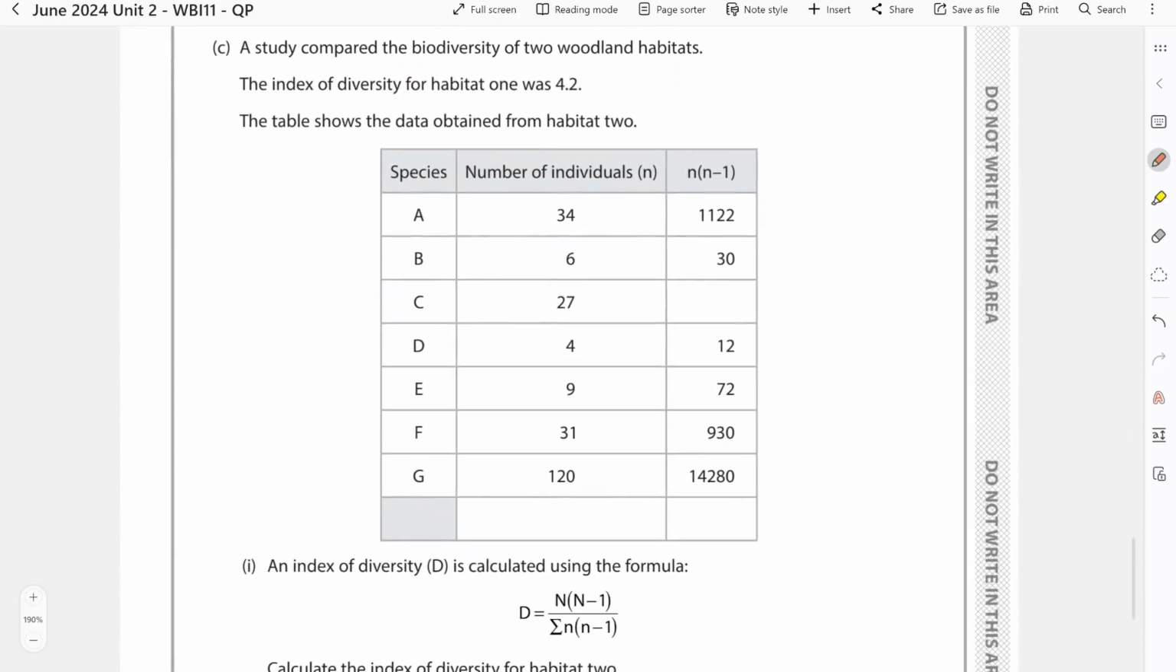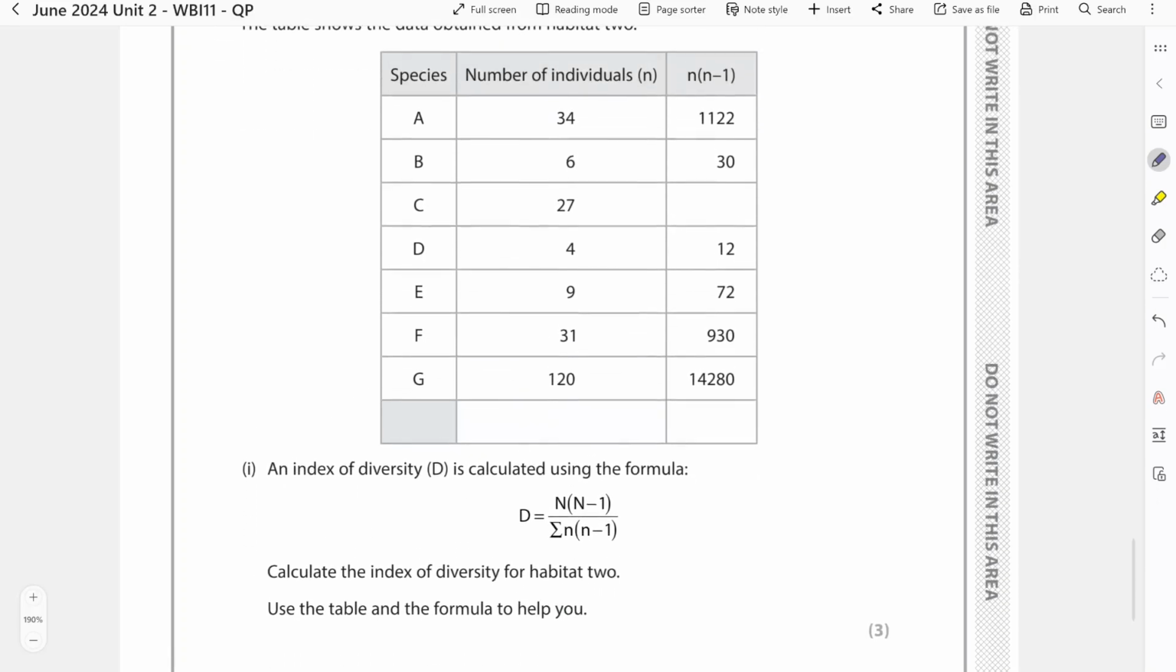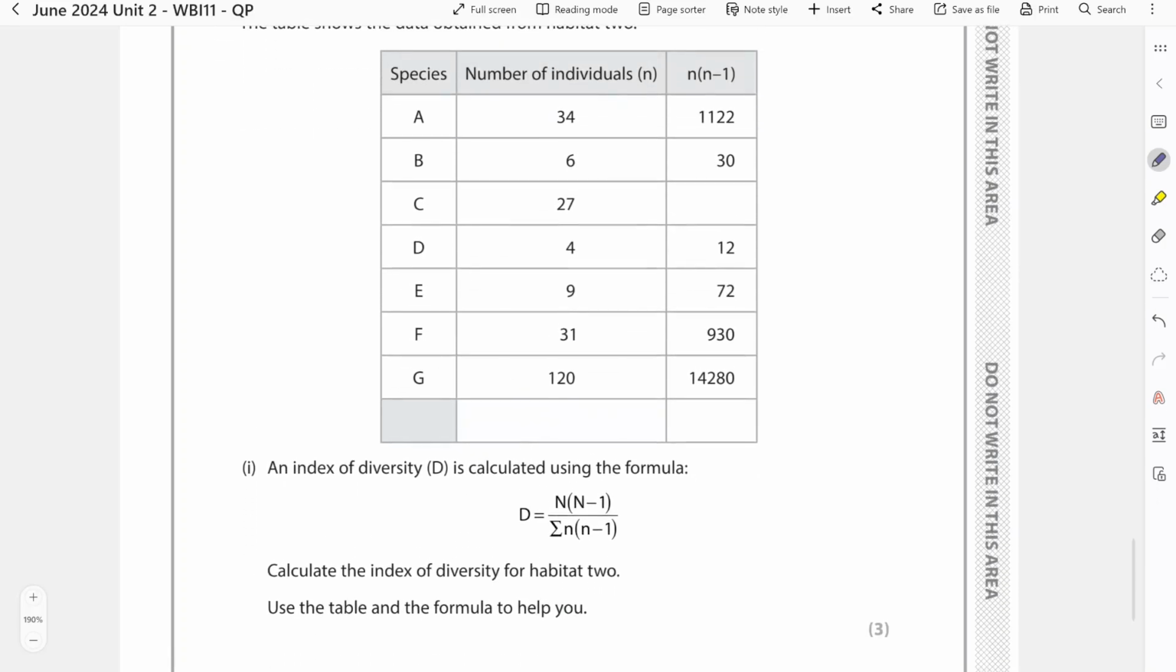All right, part C. The study compared the biodiversity of two woodland habitats. The index of diversity for habitat 1 was 4.2. The table shows the data obtained from habitat 2. And then we have the index of diversity equation that's over here. And then it says calculate the diversity index for habitat 2. Use the table and formula to help you.